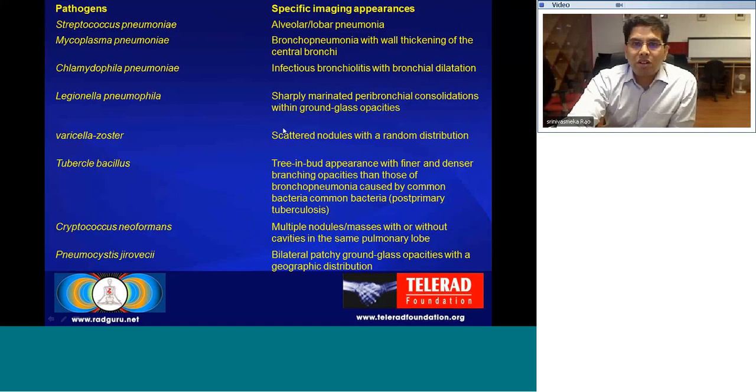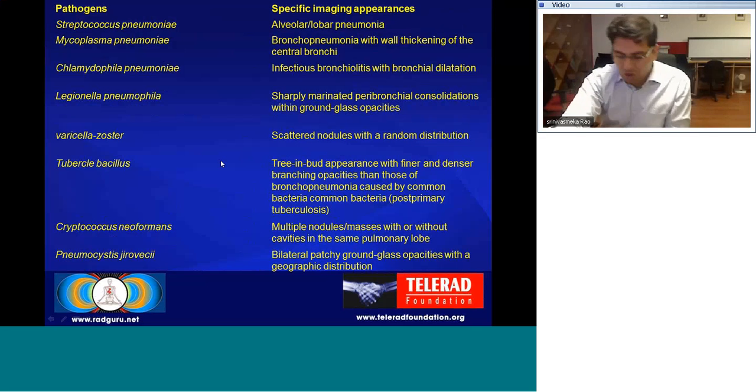So here are some of the organisms which cause community-acquired pneumonia, which have specific patterns. Streptococcus pneumoniae causes alveolar or lobar pneumonia. Mycoplasma pneumonia causes predominantly bronchopneumonia, with wall thickening of central bronchi. Chlamydophila pneumonia causes infectious bronchiolitis with bronchial dilatation. I'll show you the examples as we advance further into the talk. Legionella pneumonia, again, there are patterns which are relatively specific to these organisms, which can be identified in some of the cases, not in all.